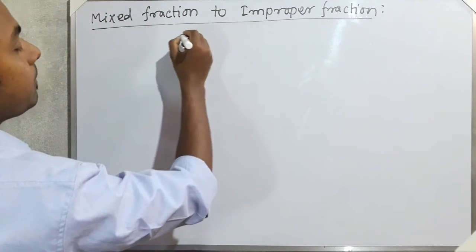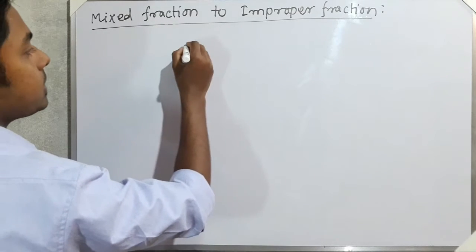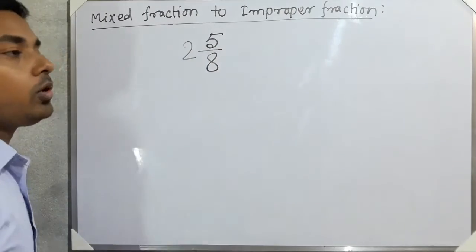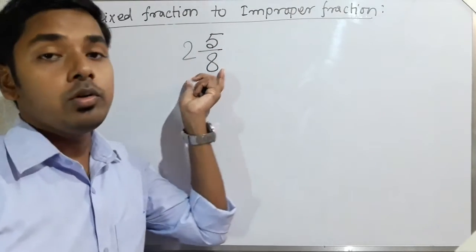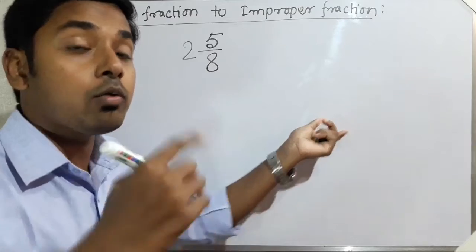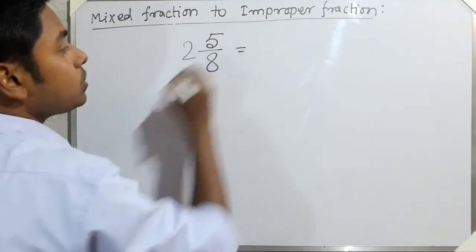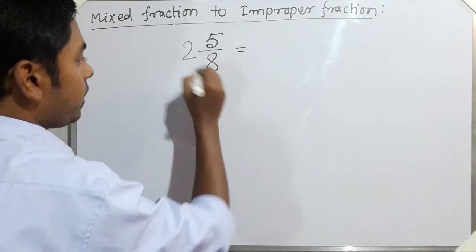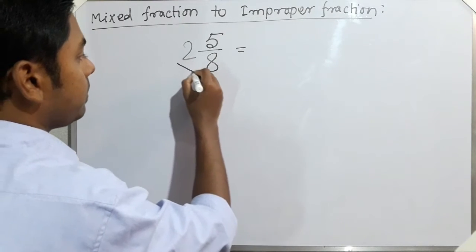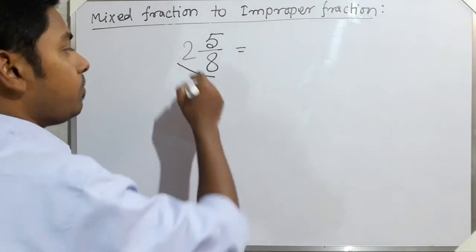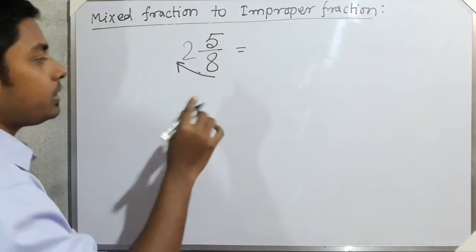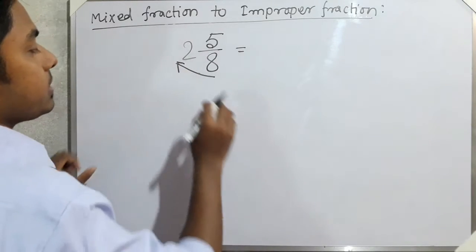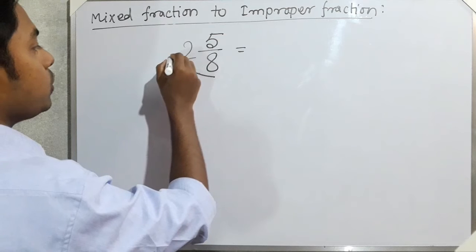So suppose I am taking a mixed fraction, that is suppose 2 whole 5 by 8. Okay, now this fraction you have to convert into an improper fraction. So how to do it? First of all, what do I have to do? Diagonally you have to multiply. Diagonally means this number and this number. It is not actually diagonal, but only for understanding we are telling like this. That means diagonally we have to multiply.